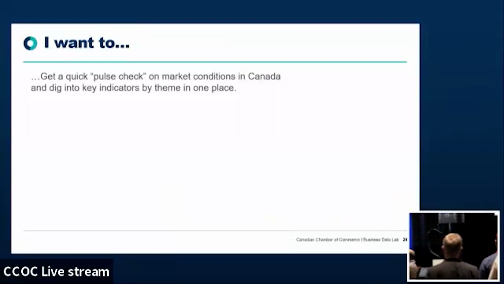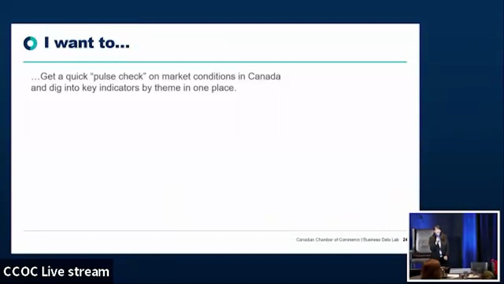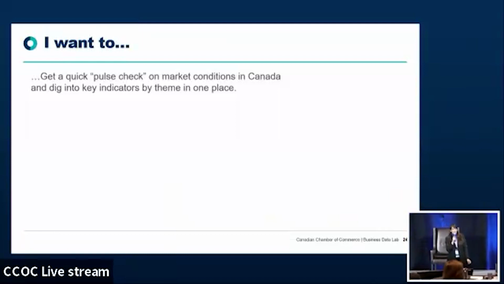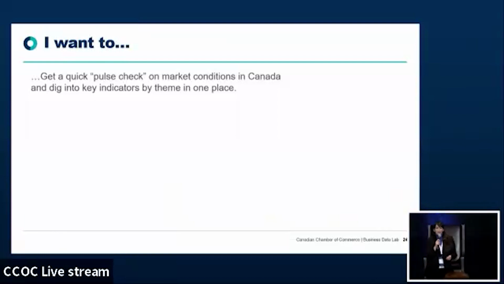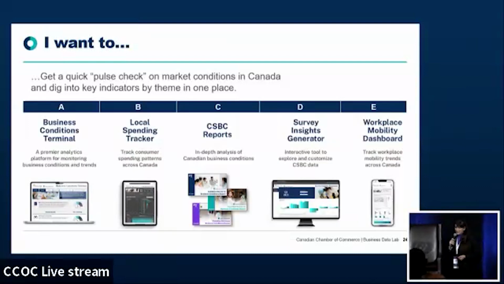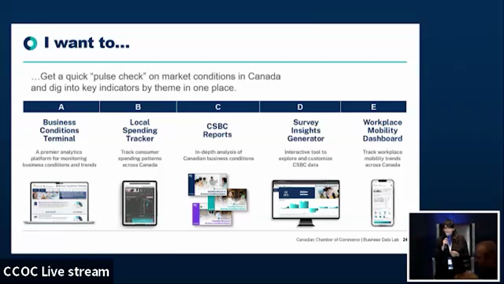All right, so say you want to get a quick pulse check on market conditions in Canada and dig into key indicators by theme in one place. Where would you go? How would you do that? What are the options? Would you go to the business conditions terminal? Or perhaps our local spending tracker? Or the CSBC report, the survey insights generator, or workplace mobility dashboard.